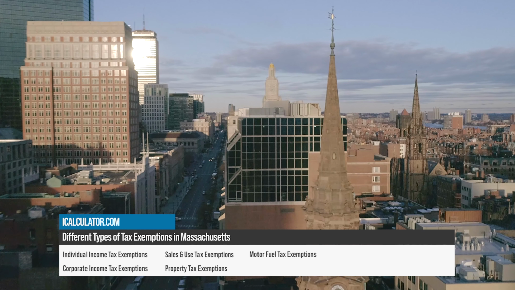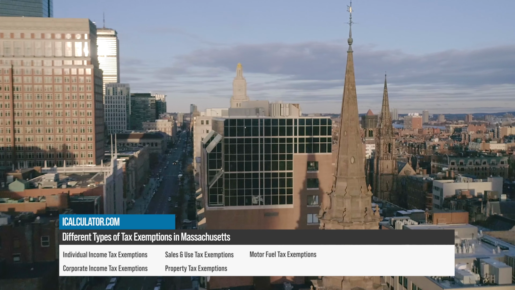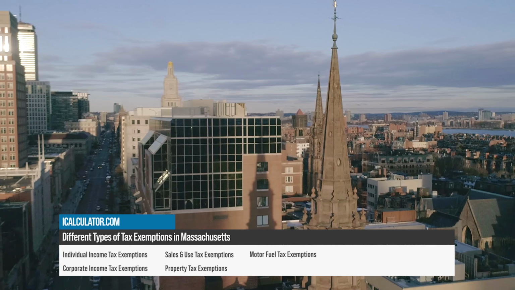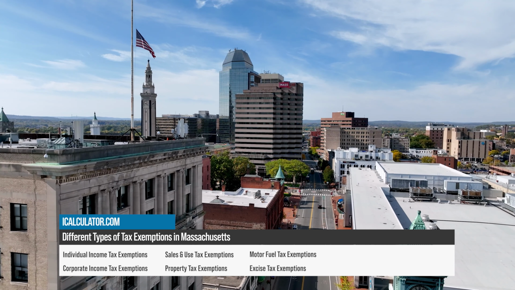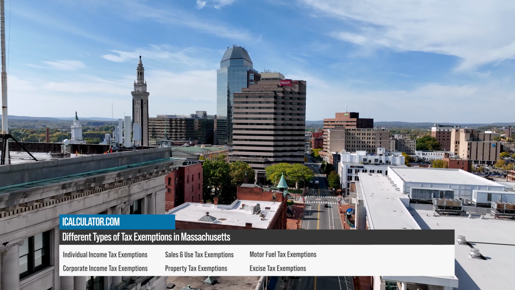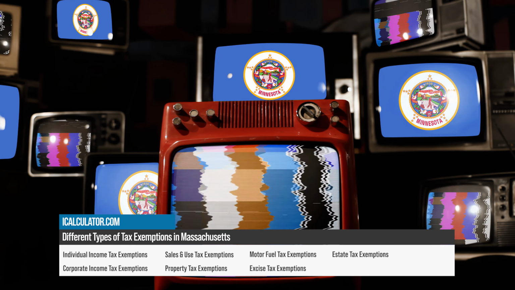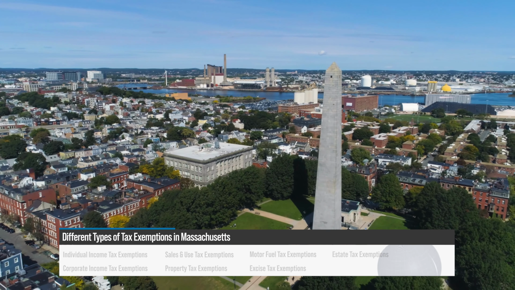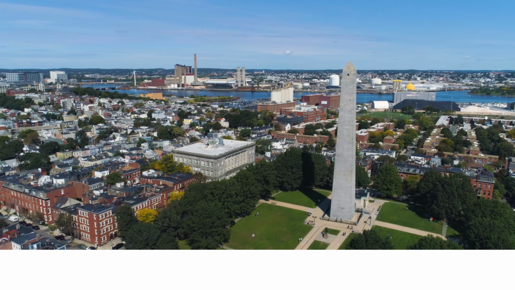Motor fuel tax exemptions. Exemptions include fuel used for agricultural purposes, fuel used by government entities, and fuel used by certain mass transit systems. Excise tax exemptions. Exemptions include sales to the U.S. government, sales for export outside the state, and certain sales to non-profit organizations. Estate tax exemptions. Exemptions include transfers to a surviving spouse or charity, and an exclusion amount that adjusts annually for inflation.